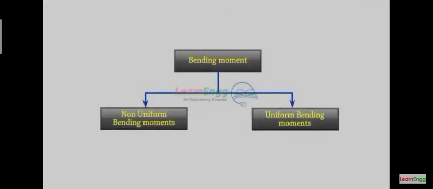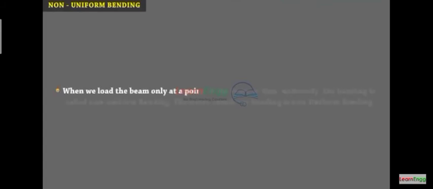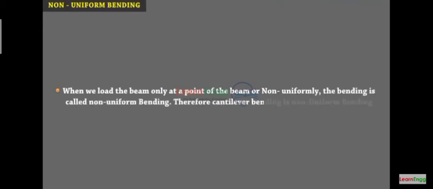So bending moment can be classified into two categories, non-uniform bending moment and uniform bending moment. First we will see non-uniform bending moment. When we load the beam only at a point of the beam, or non-uniformly, the bending is called non-uniform bending. Therefore the cantilever bending is non-uniform bending.